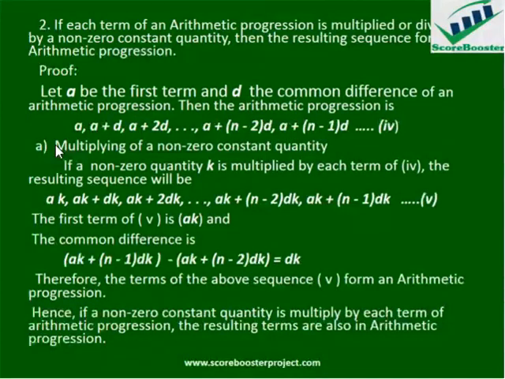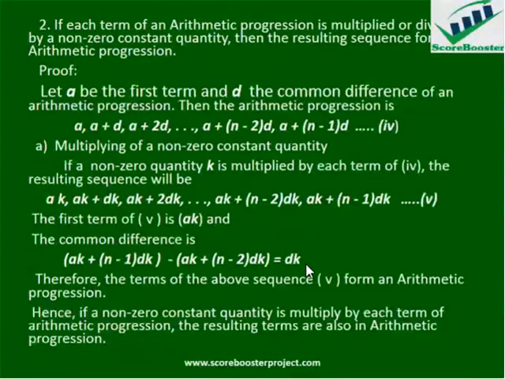So here we know the first term of this new sequence 5, which is generated from multiplying a non-zero constant quantity k with the terms of an arithmetic progression, is ak. To check if it also forms an arithmetic progression, we check if it has a unique common difference. That is, if we subtract the first term from the second term, it will be equal to subtracting the second from the third, and also equal to subtracting the (n minus 1)th term from the nth term. So ak plus dk minus ak gives dk. Ak plus 2dk minus (ak plus dk) will also give dk. Also, ak plus (n minus 1)dk minus (ak plus (n minus 2)dk) will also give dk.